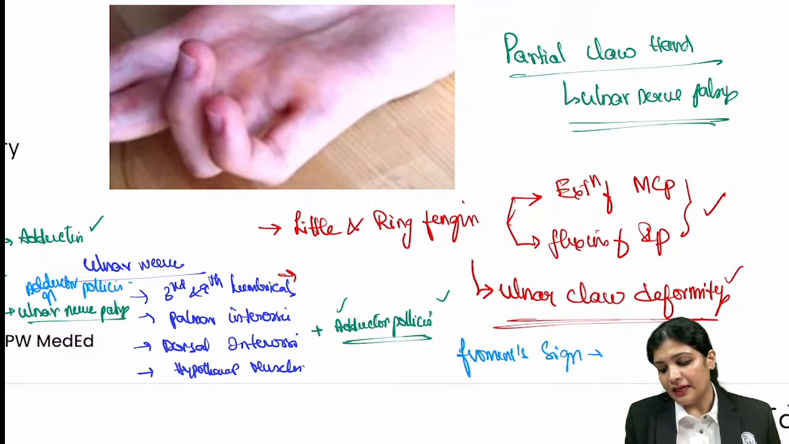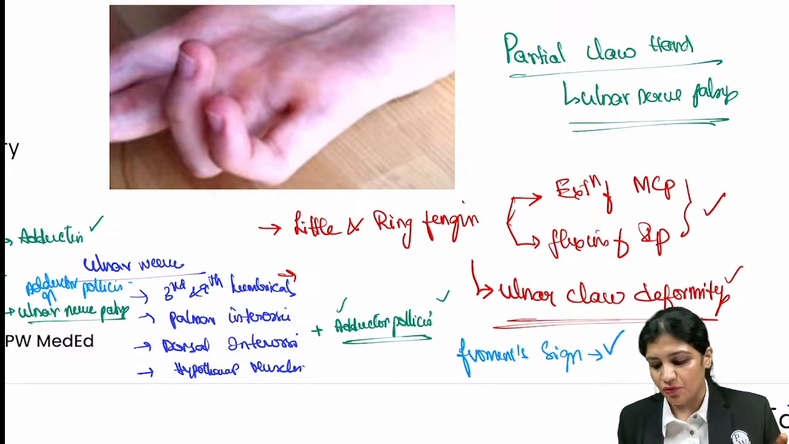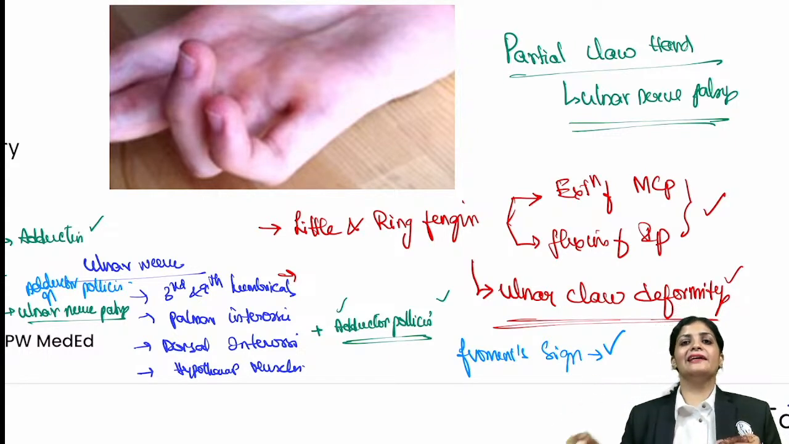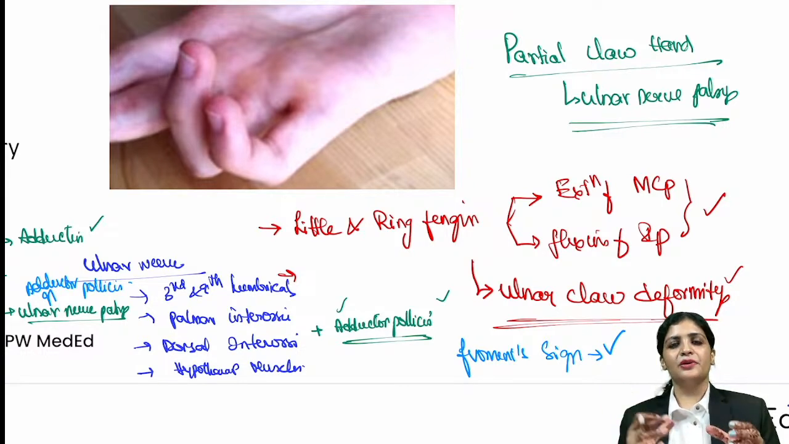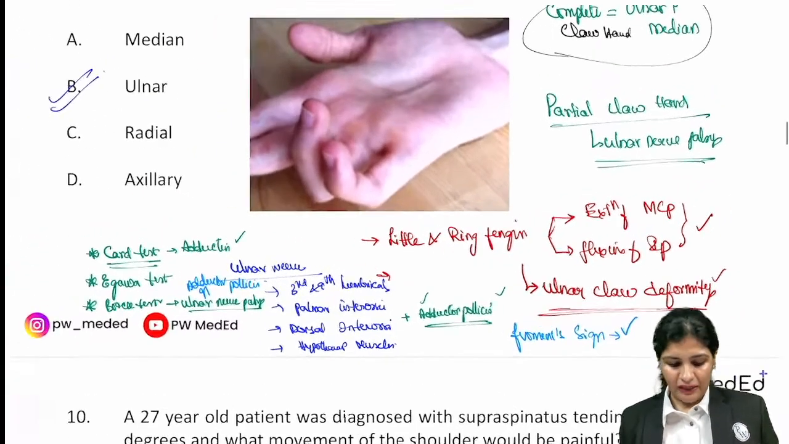Froment sign is again flexion of the thumb. The IP joint of the thumb is getting flexed. That is your Froment sign positive. Whenever there is a Froment sign positive, this is because of the intact median nerve, and the adductor pollicis has been damaged. That is because of the ulnar nerve palsy, and that is the basis for your book test. Right. So that is about the ulnar nerve.